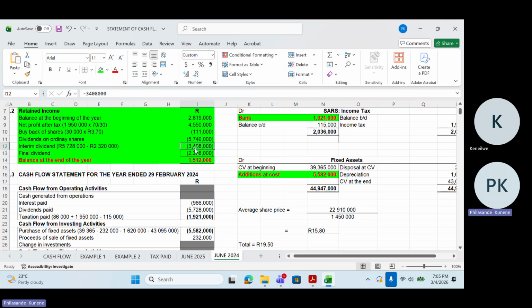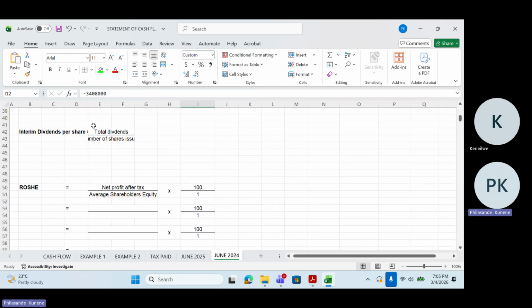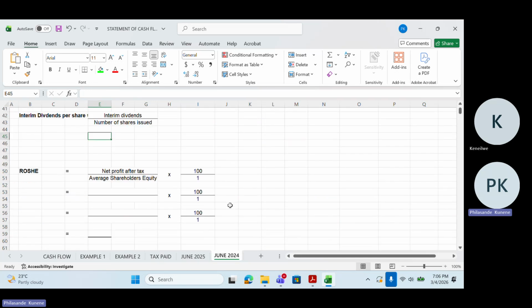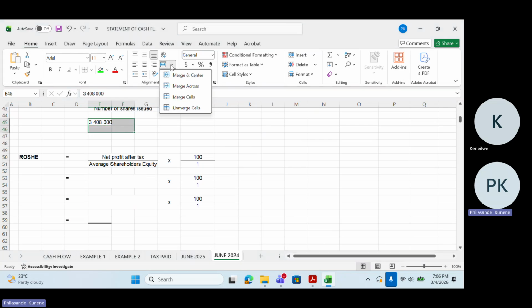It's on my retained income note. 3,408,000. Can you see there? Yeah. That is my interim dividends, 3,408,000. So my formula needs to say: is equal to interim dividends over number of shares issued, okay? So my interim dividend is how much? 3,408,000 rand, okay? And then how many shares qualified for the interim dividends?